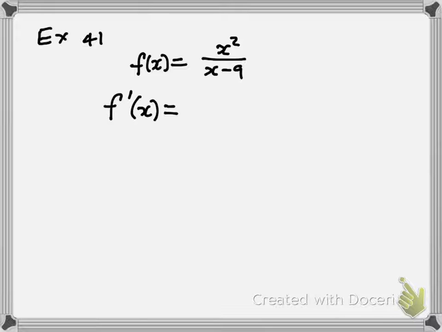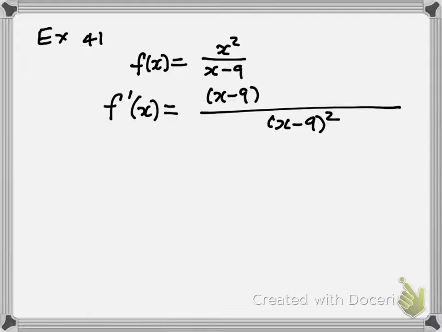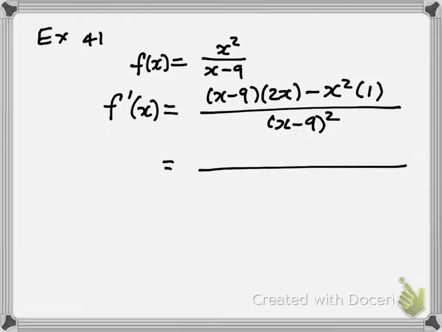using the quotient rule, we'll have an (x minus 9) squared on the denominator. On the top, it is low, D high will be 2x, minus high, D low, which is a 1. And we need to simplify. Not just simplify, but simplify enough to find the critical numbers.